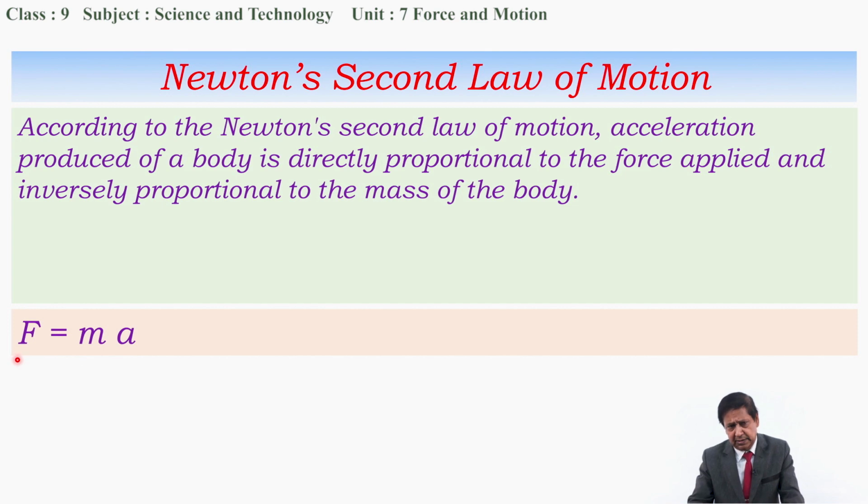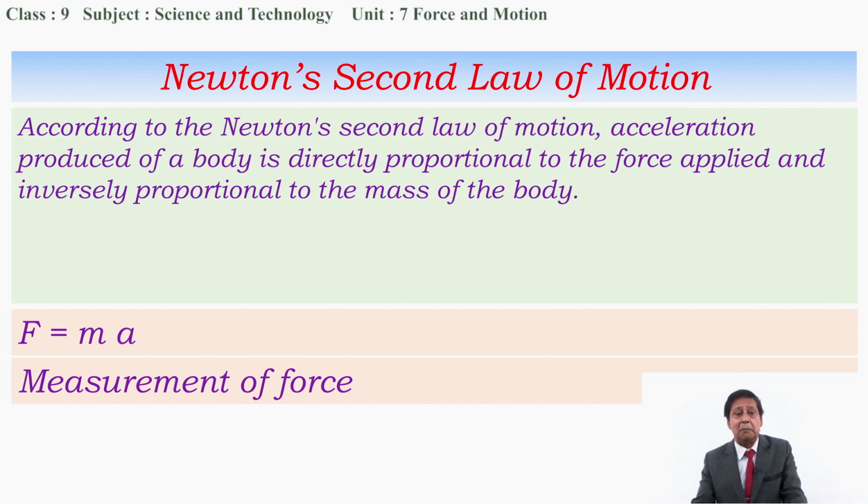What does it mean? It means we can calculate the force acting on a body with the help of its mass and acceleration. It means second law of motion gives us not the definition of force, it gives us the measurement of force. First law gave us definition of force. In this second law, we get what? Measurement of force by applying this equation. That's why I can say that measurement of force can be obtained by Newton's second law of motion.